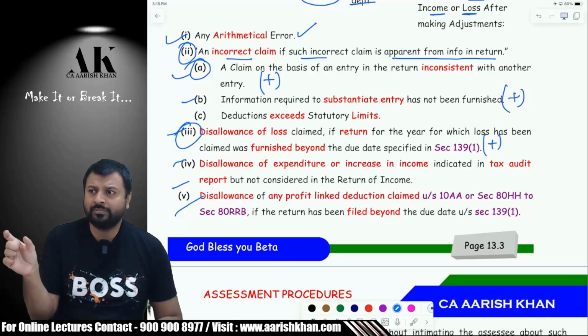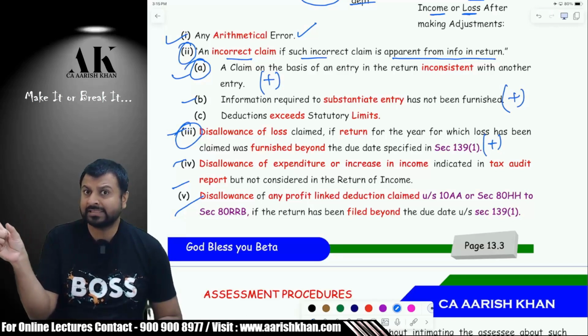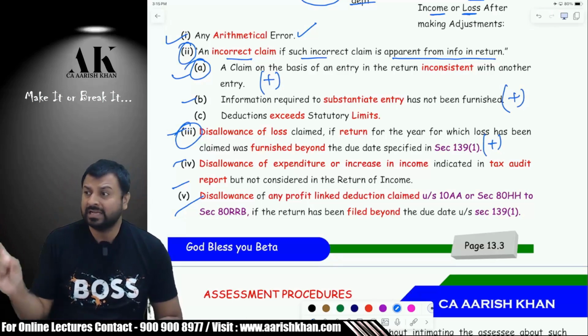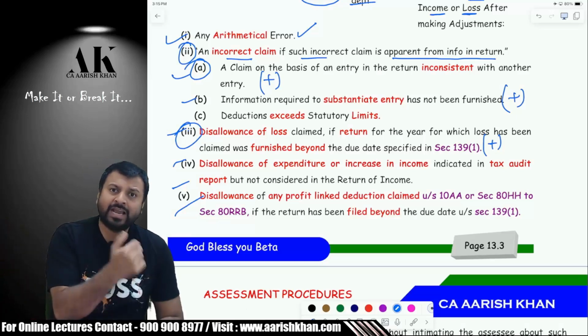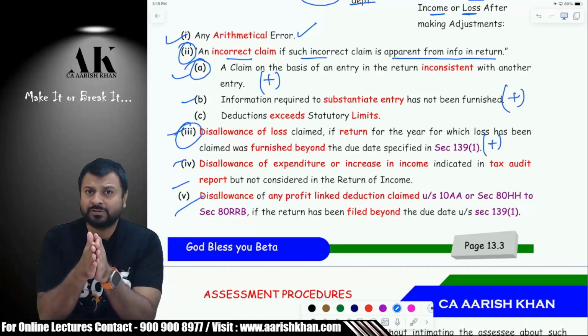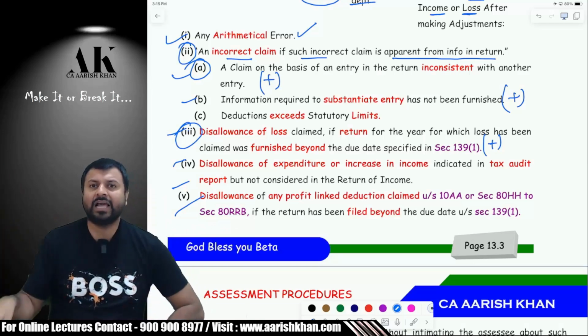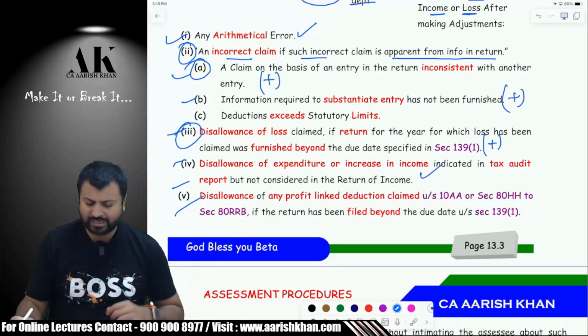Next point is in the tax audit report. In the tax audit report, it is mentioned that certain expenses are personal expenses. But while filing the return, you have claimed those personal expenses. In the report, it is reported that 10 lakh rupees is personal expense. But in the ITR, you have claimed it. So the software will compare both of them, and the software will add back that 10 lakh rupees. That is what this point, point number 5, has to say.